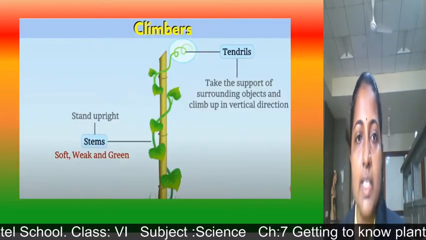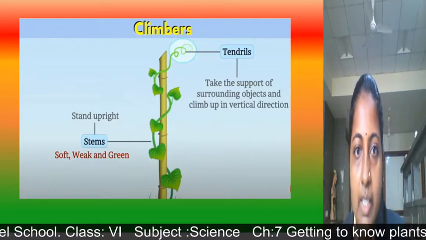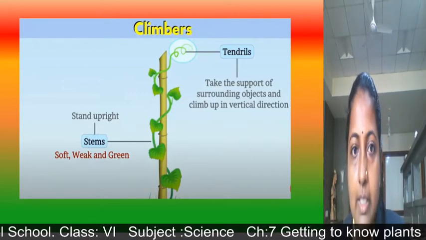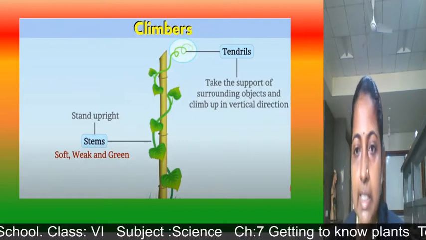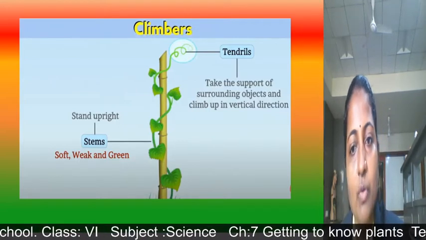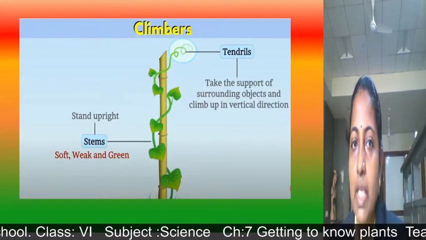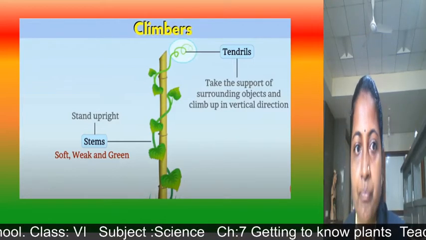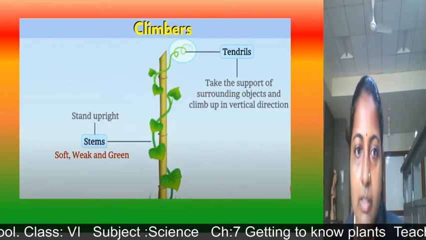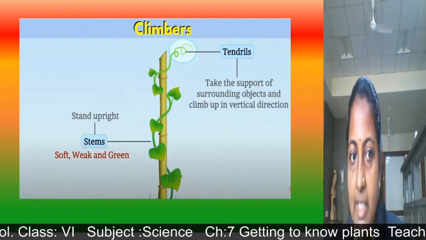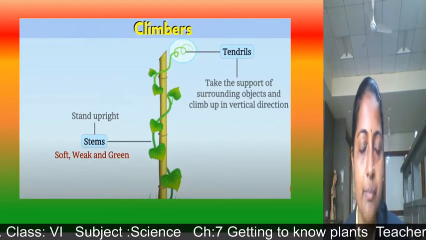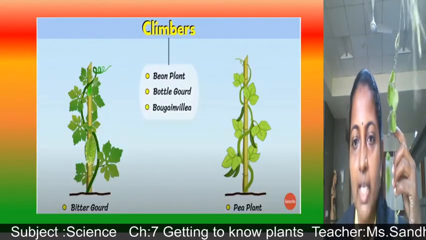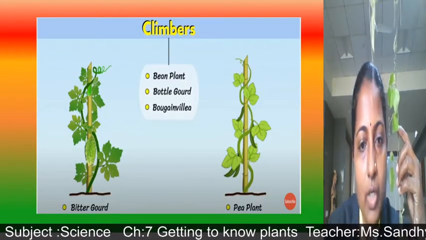Climbers, here you can see children tendrils, that with the help of tendrils they take support of surrounding object and climb up in vertical direction. They can take support of wall and they can climb up with the help of these tendrils and they can stand upright with the help of any support, and the stem is soft, weak and green. Example, you can see children here bitter gourd and pea plant.